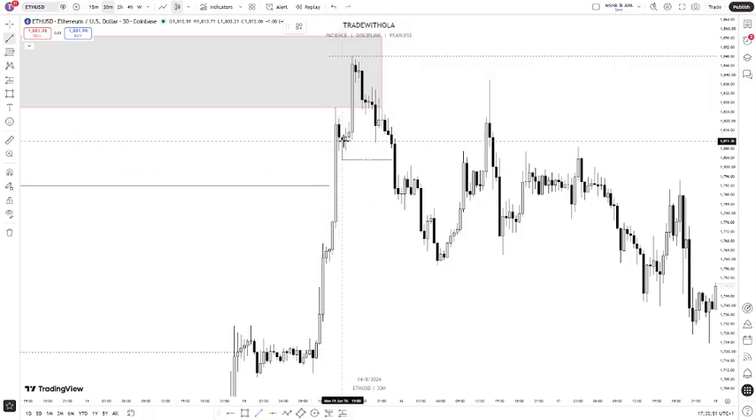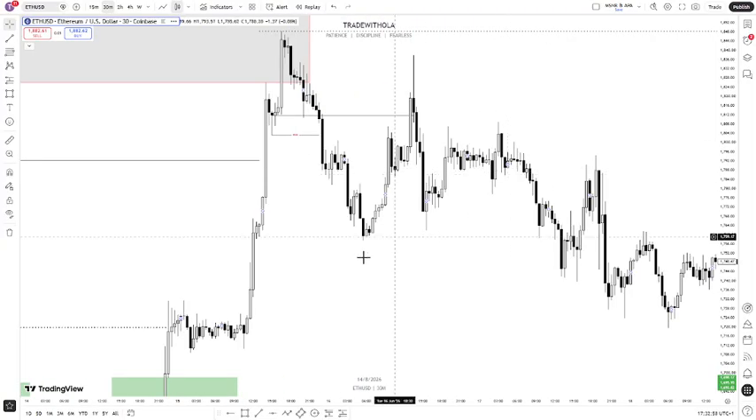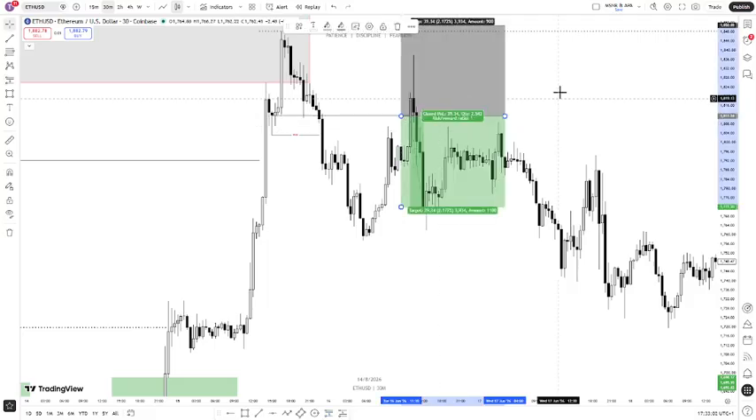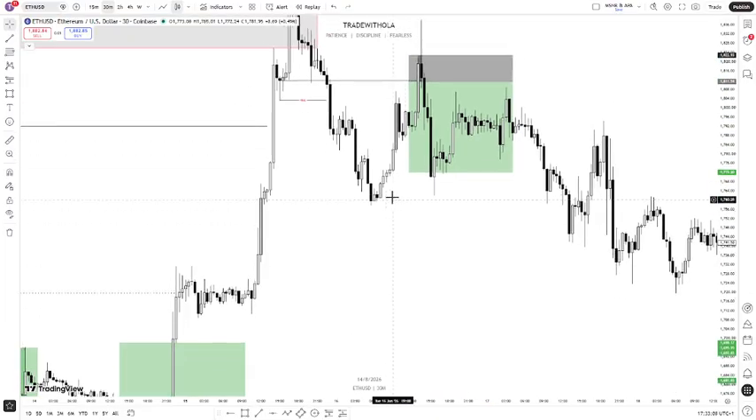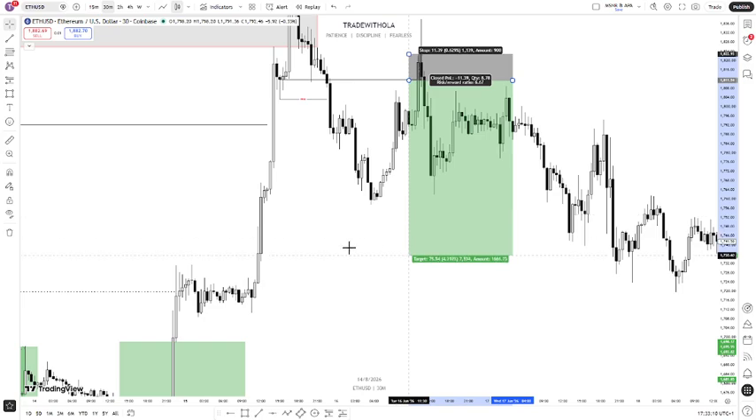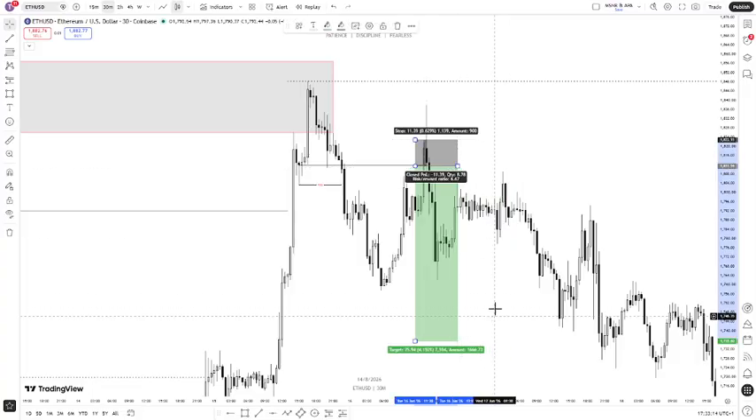So I would have marked this zone here, and this would have been my entry, and I would have lost this trade. Simple as that. I would have lost this trade because my stop loss would have been around here. I would have lost this trade on the breaker block setup. It's easy as that. There's no two ways about it.